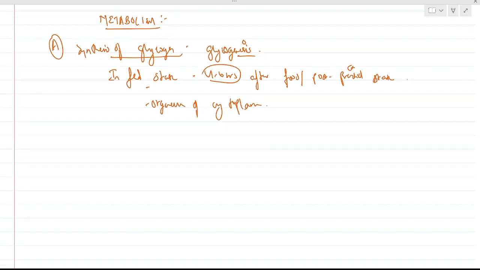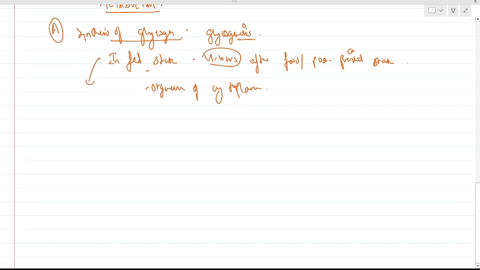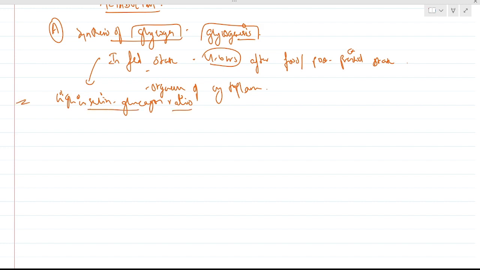Remember, in the fed state there is a high insulin glucagon ratio. Very common thing to understand: whenever there is food in the stomach, insulin will be released. Insulin is anti-hypoglycemic, so glucose will be converted to glycogen. So glycogen formation occurs in a high insulin glucagon ratio in the fed state, in the cytoplasm.